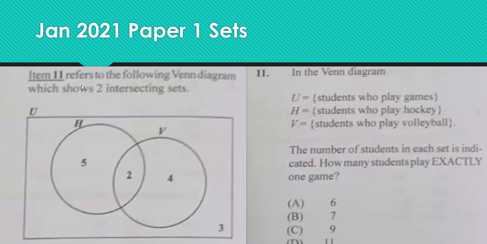Alright, let's look at this question. Item 11 refers to the Venn diagram which shows two intersecting sets, hockey and volleyball. U is the students who play games, H is the students who play hockey, V is the persons who play volleyball. The number of students in each set is indicated. How many students play exactly one game? We have 5 plus 4, which is 9. Two play both hockey and volleyball, and 3 play neither. So it'll be 5 plus 4, which is 9.